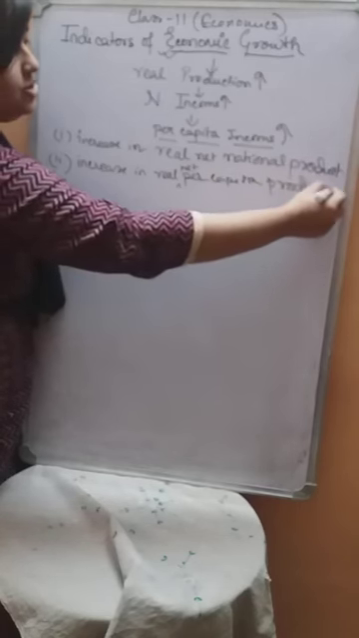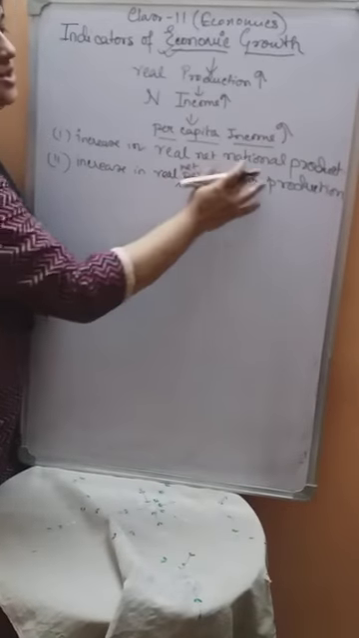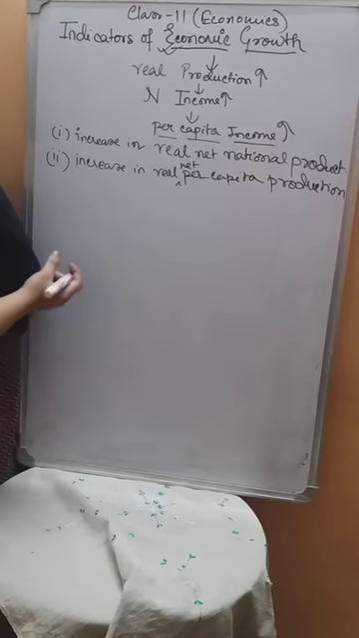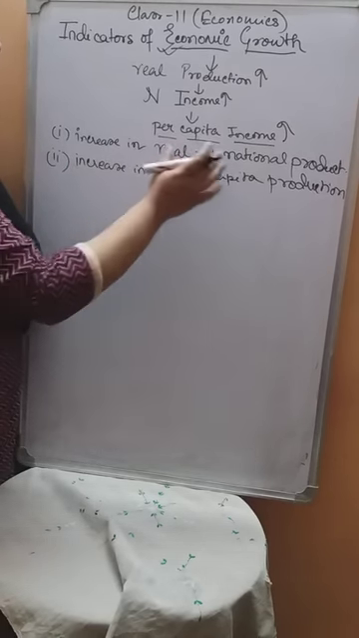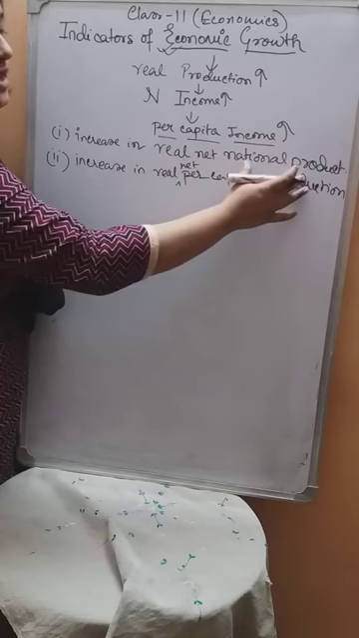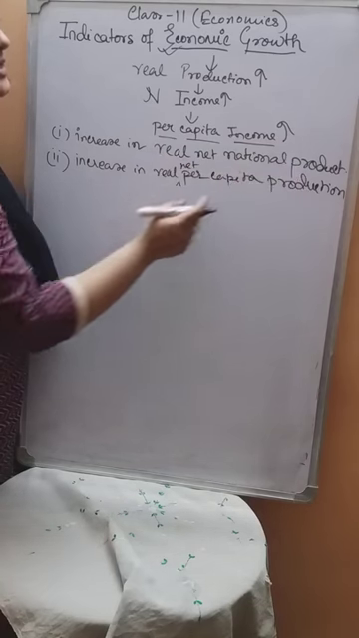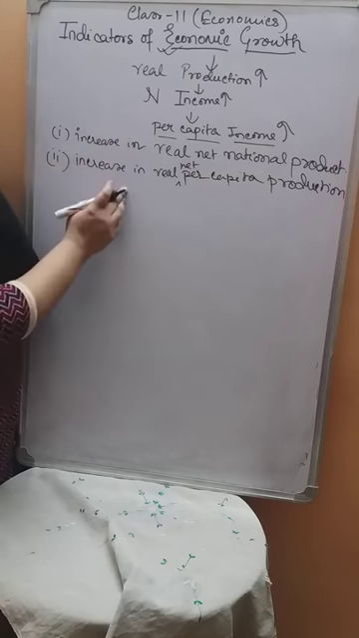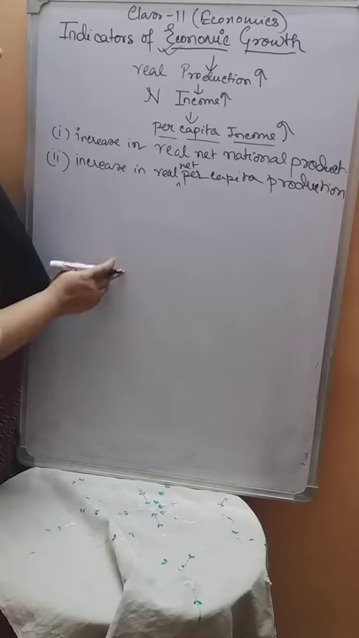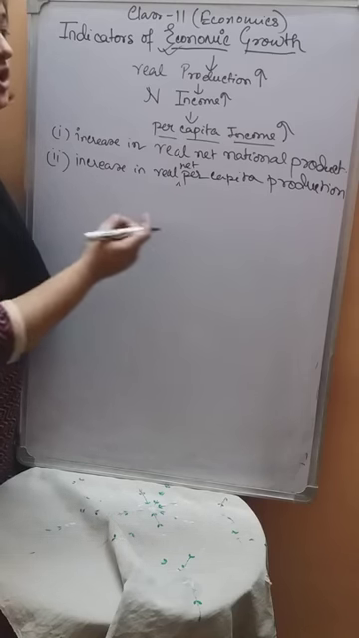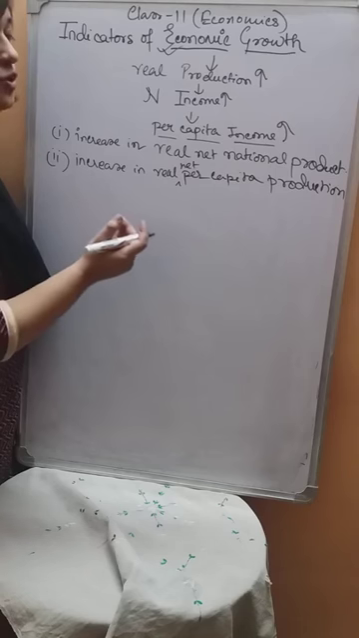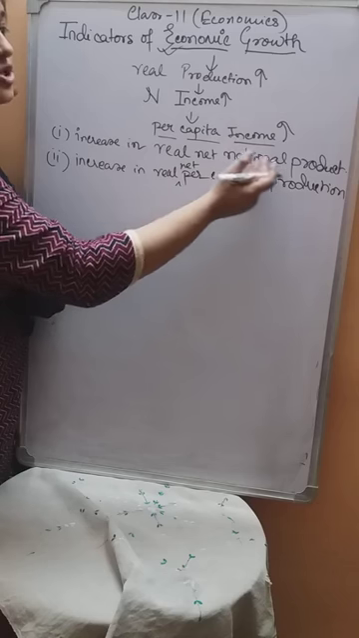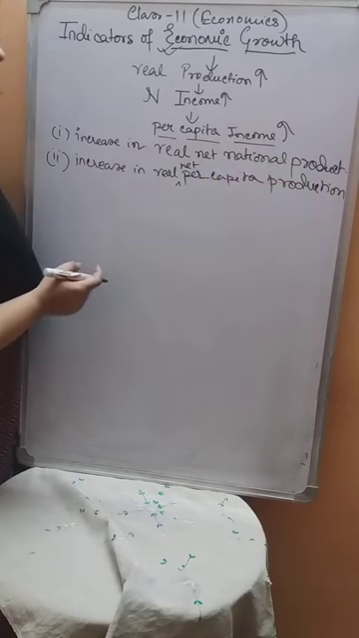Now how can production increase? Production can increase if people's participation or labor's participation in the production increases. So that increase in national product will obviously hint that there is economic growth taking place. Increase in real net per capita production means per person's participation in production also increases, because if the people don't participate, if they don't increase their productivity, then the national product cannot be increased.